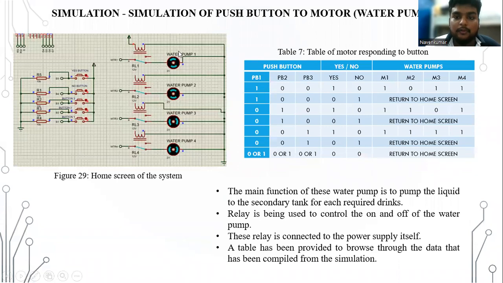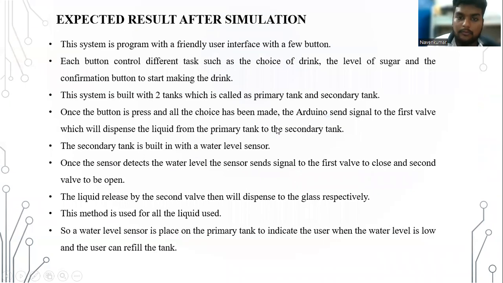Earlier, this is a simulation of the water pump. For example, this button is for syrup, so it will trigger the following motors to run. So this is the table. We can see that when push button 1 is on, water pumps 1, 3, and 4 will be on. And similarly, if button 2 is on, water pumps 1, 2, and 3 will be on. Similarly for all these buttons, and this is a yes and no button.